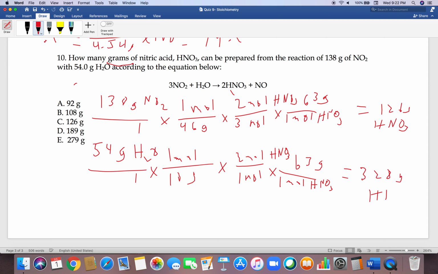So indeed, the answer here is 126 grams of nitric acid, meaning NO2 is our limiting reactant. So the answer here is C.